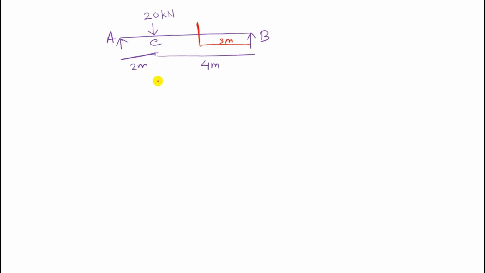Now first of all calculate the reactions RA and RB. So for reaction RA, you just draw the influence line diagram. This is the influence line diagram for RA, and this value is 1.